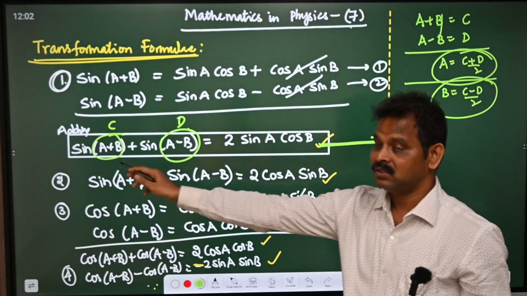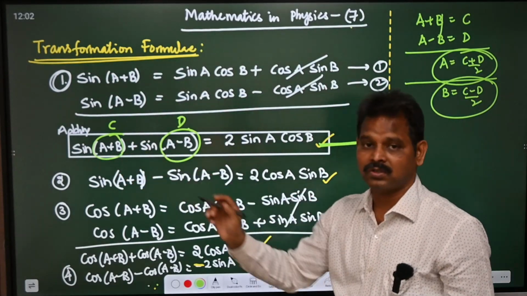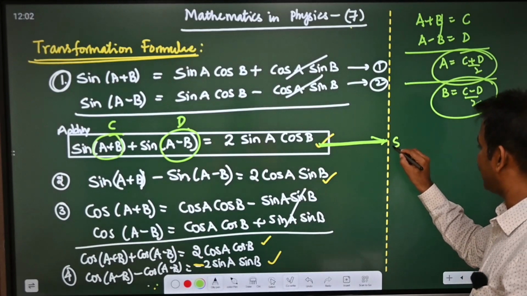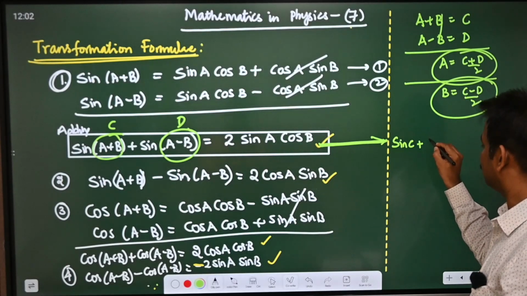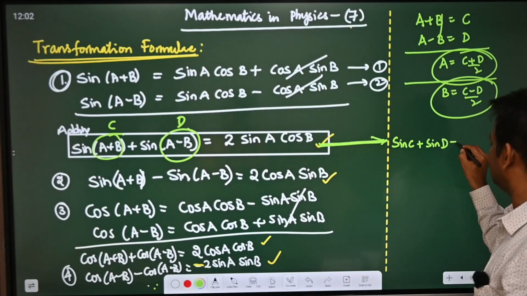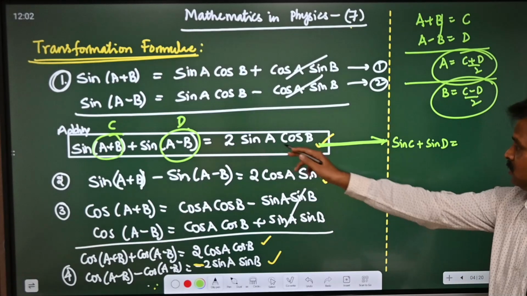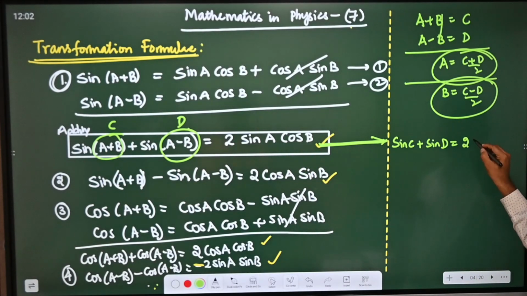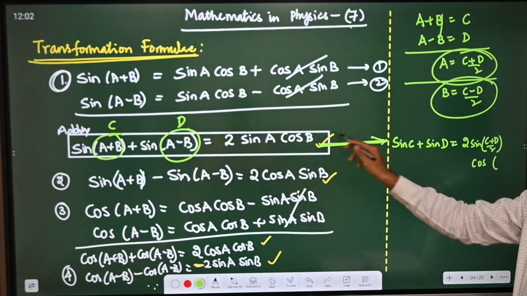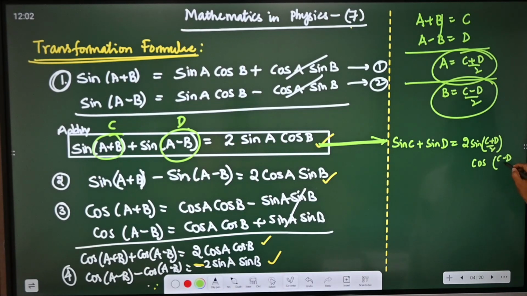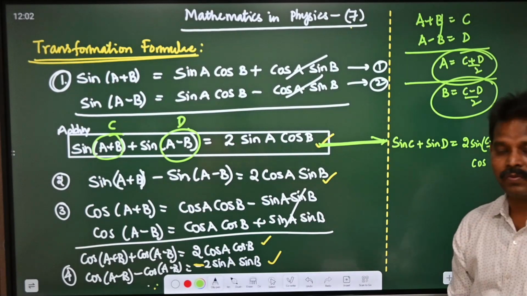The first one, sin A plus B, instead of A plus B, you just write C. This will become sin C plus sin D. This will be 2 sin C plus D by 2 and cos C minus D by 2. This is the first equation.